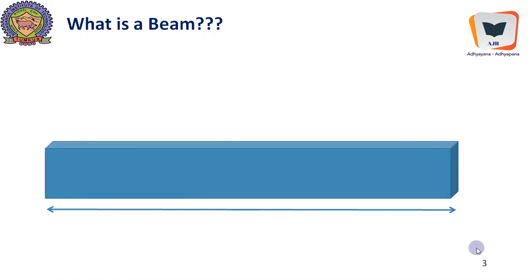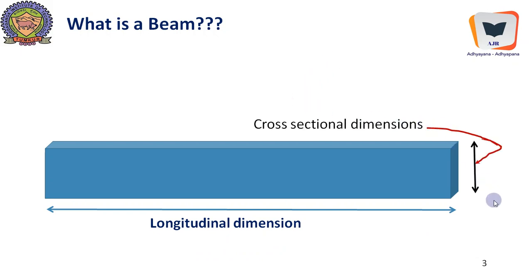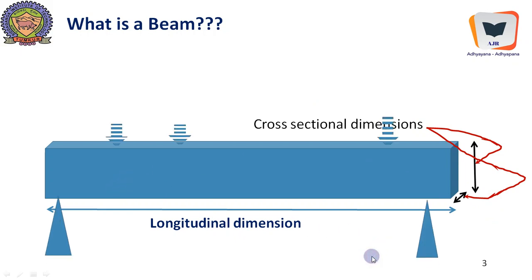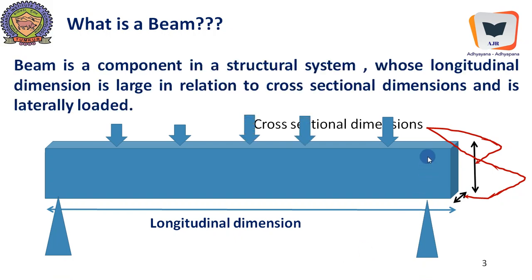A beam will look like this, with the longitudinal dimension too huge, too big, with the cross-sectional dimensions too small relative to the longitudinal dimension. And beams are always supported, and beams are always laterally loaded. So taking the cue from the articulation of this bridge, we can define the beam to be a component in a structural system whose longitudinal dimension is large in relation to cross-sectional dimensions, and which is laterally loaded.